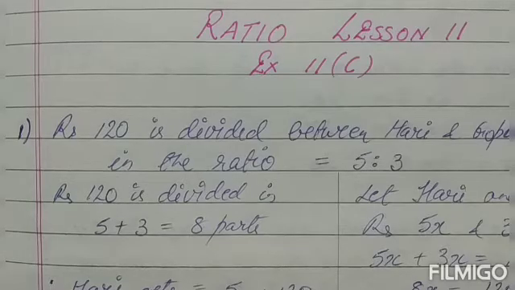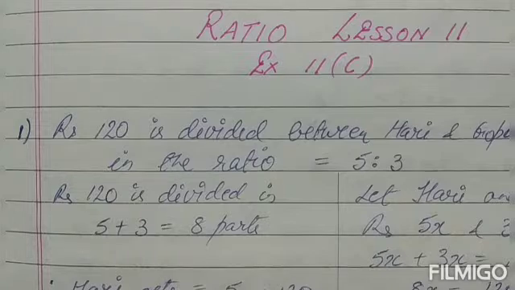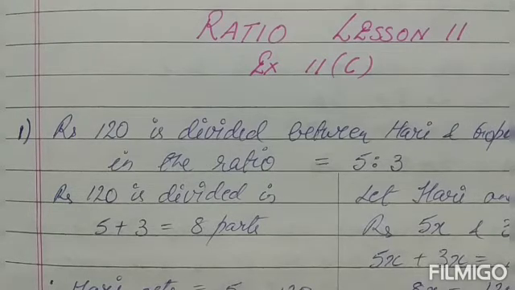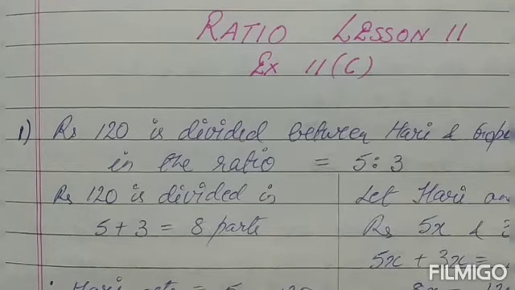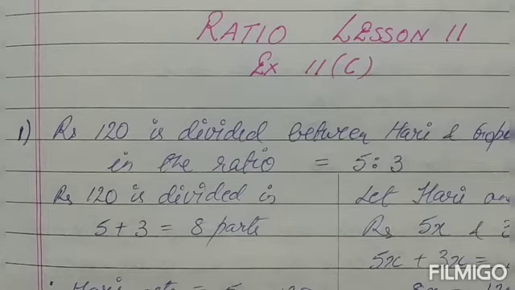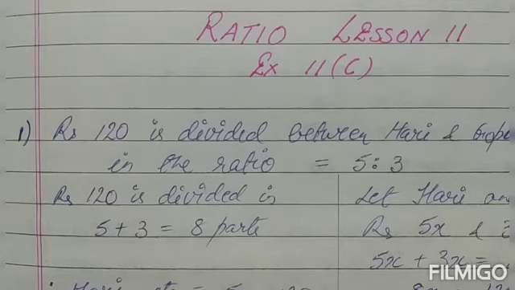Let's start with ratios, chapter 11, exercise 11C. Now in this exercise, children, you will come across questions where a given number will be divided between 2 persons, 3 persons, or between 2 or 3 quantities, and the ratio will be given that such and such number is being divided in such and such ratio. Then calculate the real number for it.